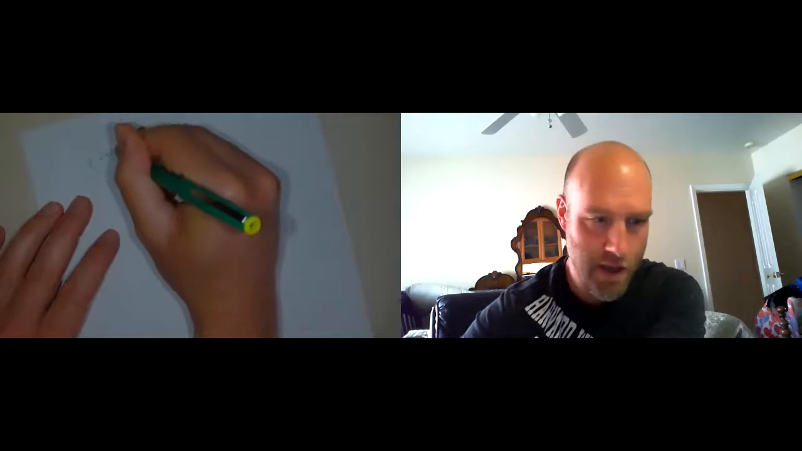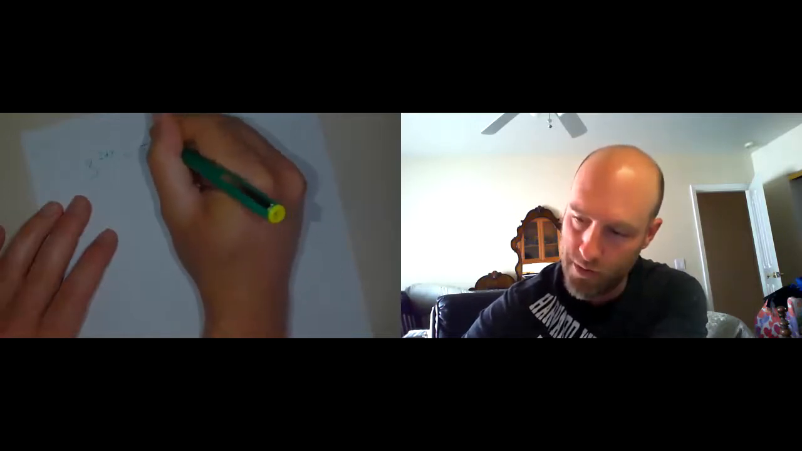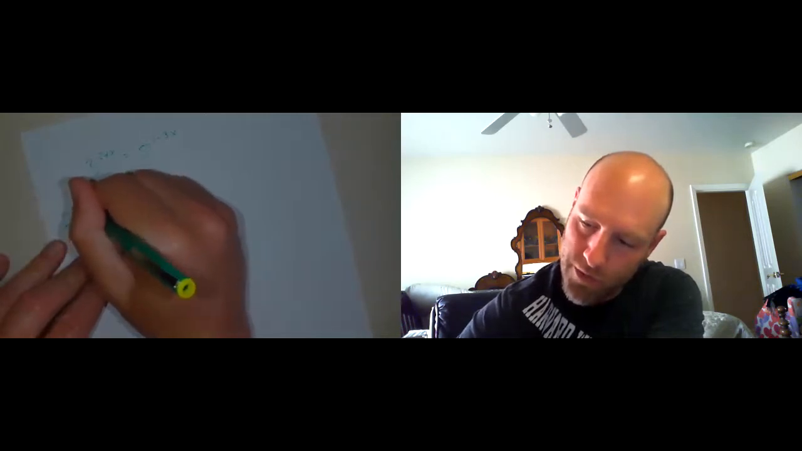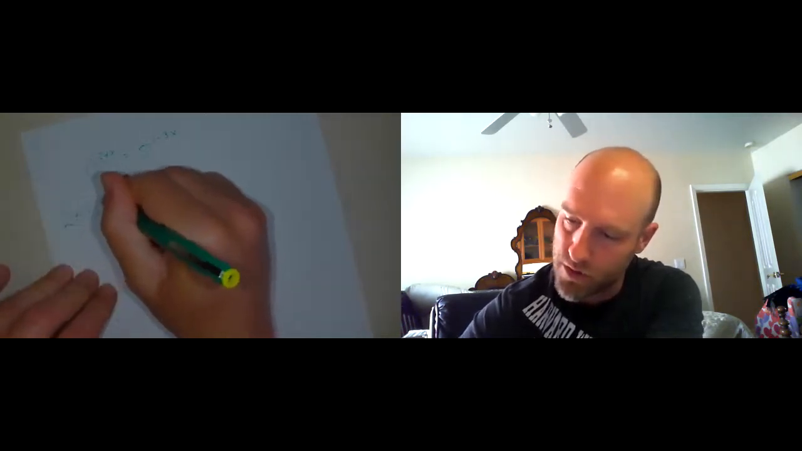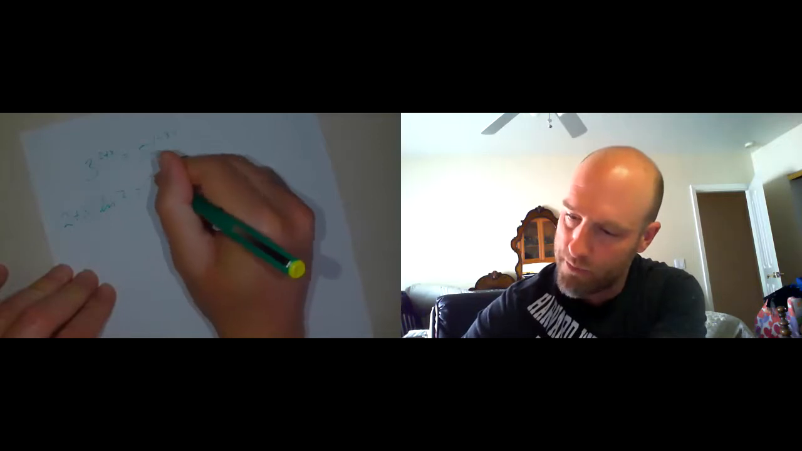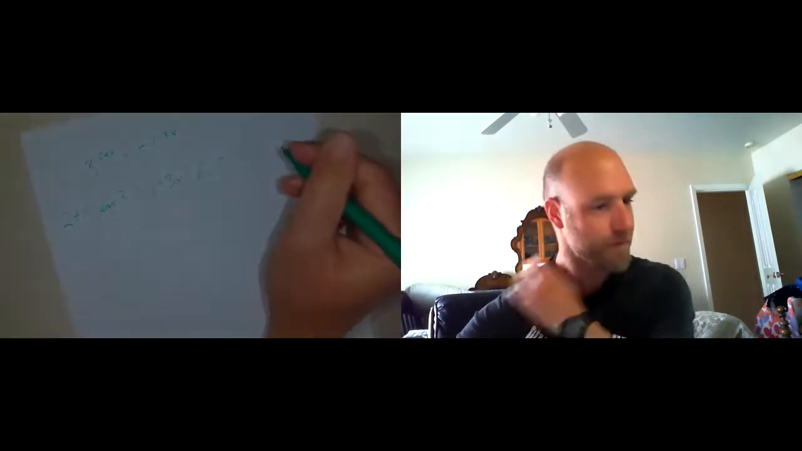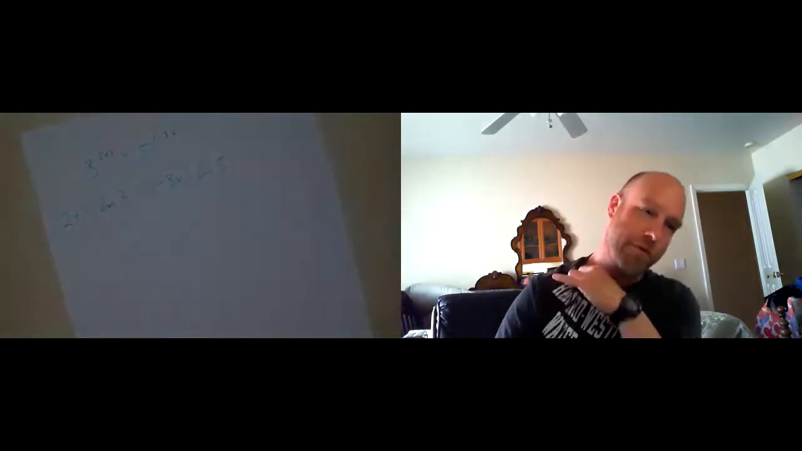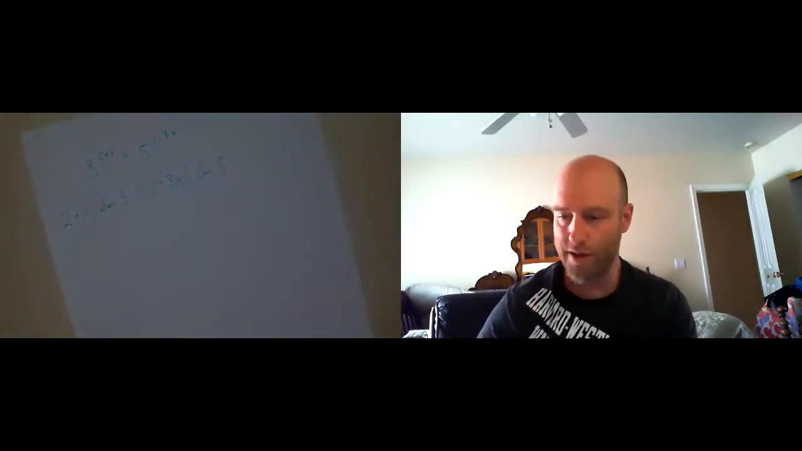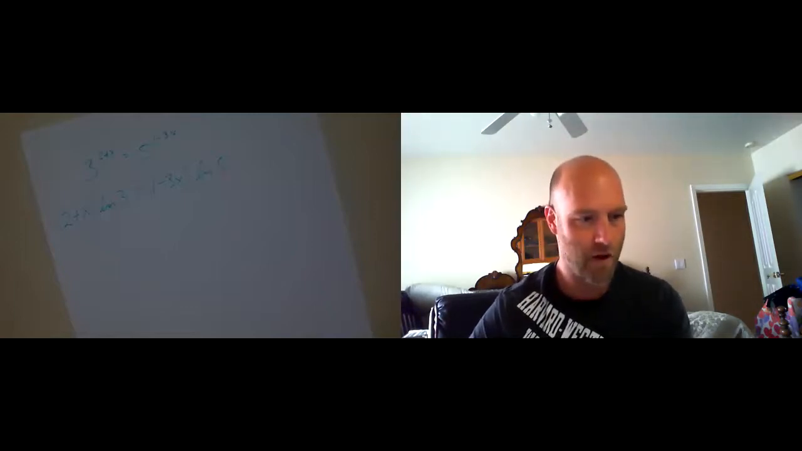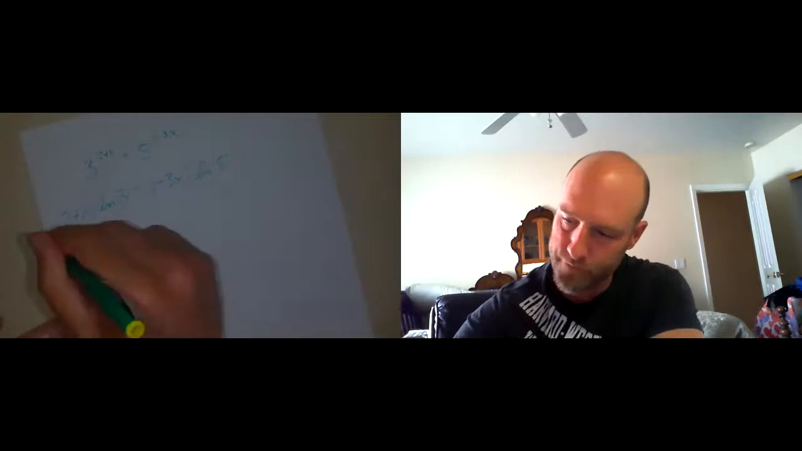2 plus x equals 5 to the 1 minus 3x. And if I take the natural log of both sides, I end up with 2 plus x times the natural log of 3 equals 1 minus 3x times the natural log of 5. Distribute, move everything with an x to one side, everything without an x to the other side, factor out the x, divide by all of those good things.